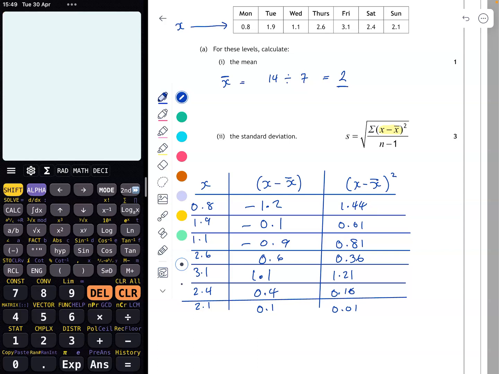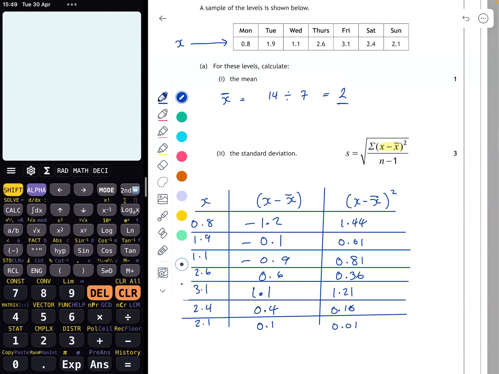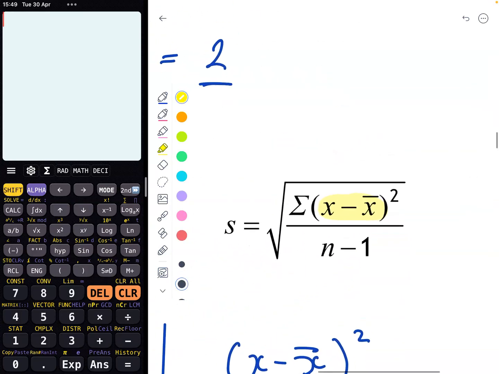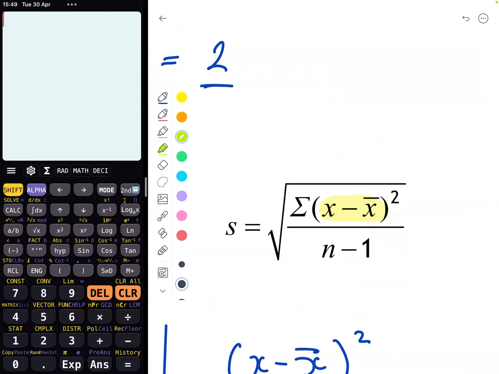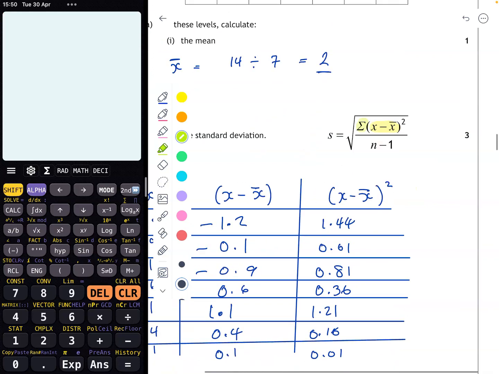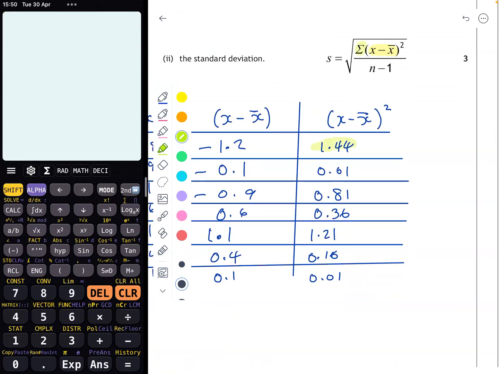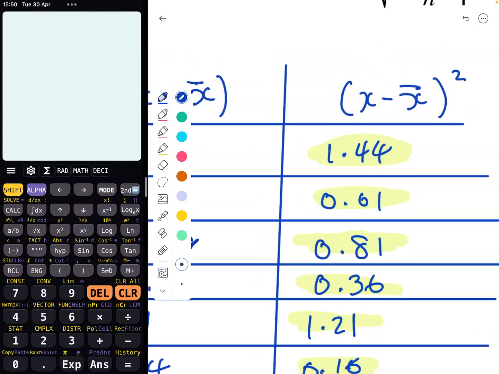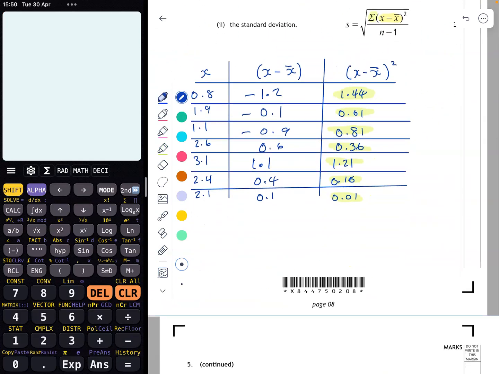So what we need to do now is find the sum of all those, because the formula, if I zoom in there, is the sum of all of that. So what that means is I need to add all of these values up. Because I had this small, when I'm zoomed in, I can tell that my writing's not very good. Let's try and do that a bit better. I'm just going to add all those up.